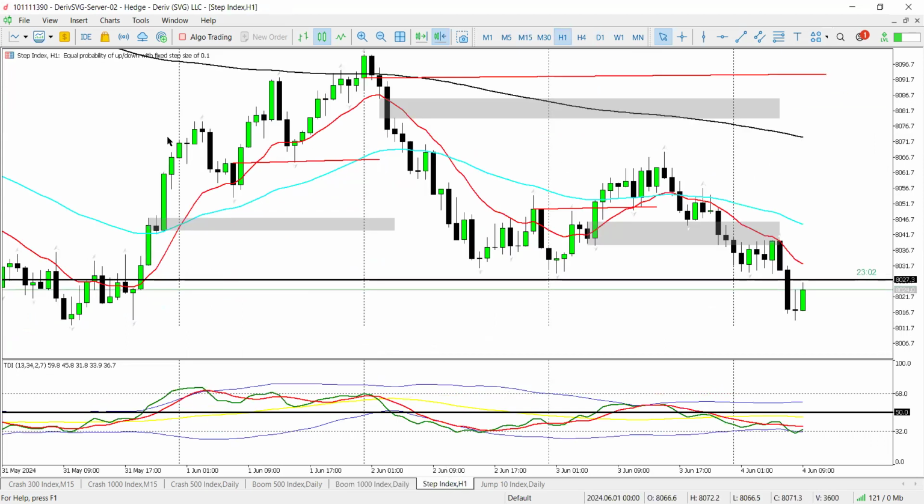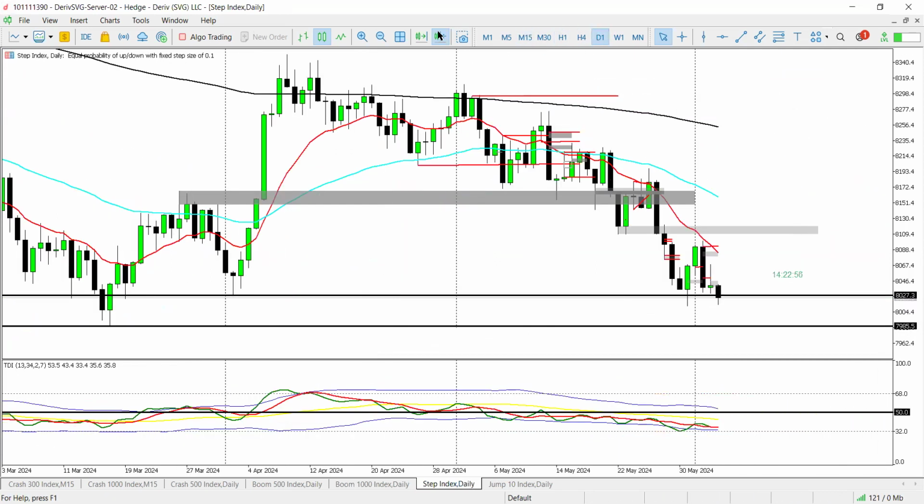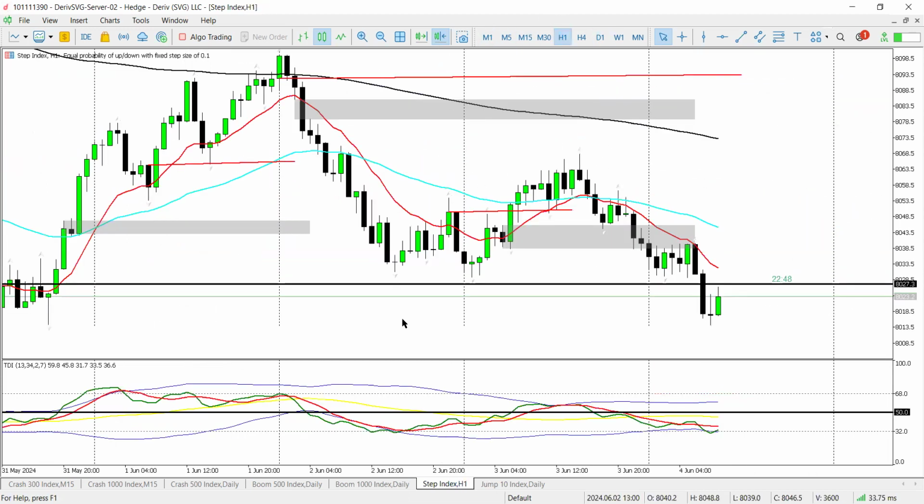Then going to Step Index H1, this is how we had marked this. I'm not sure what bias we had here, but I'm sure we were looking for either a sell or a retracement back to the 13 EMA. What ended up happening is, I remember we had this fair value gap here, and we were anticipating price to bounce off here or here. If you notice, they did bounce off, but they failed to come above the 13 EMA.